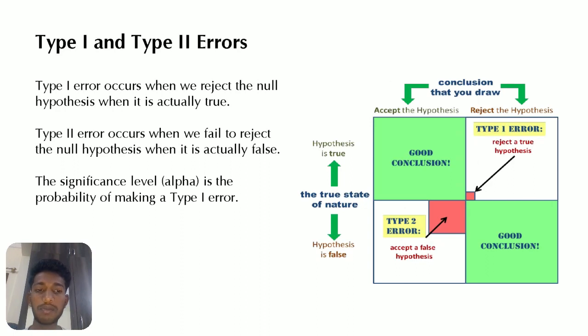Type 1 and type 2 errors. Type 1 error occurs when we reject the null hypothesis when it is actually true. Type 2 error occurs when we fail to reject the null hypothesis when it is actually false. The significance level, also called alpha, is the probability of making a type 1 error.